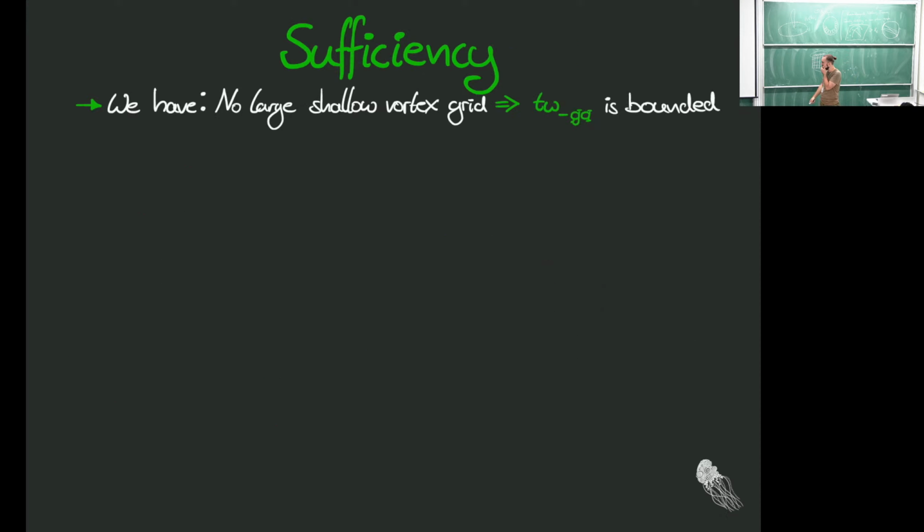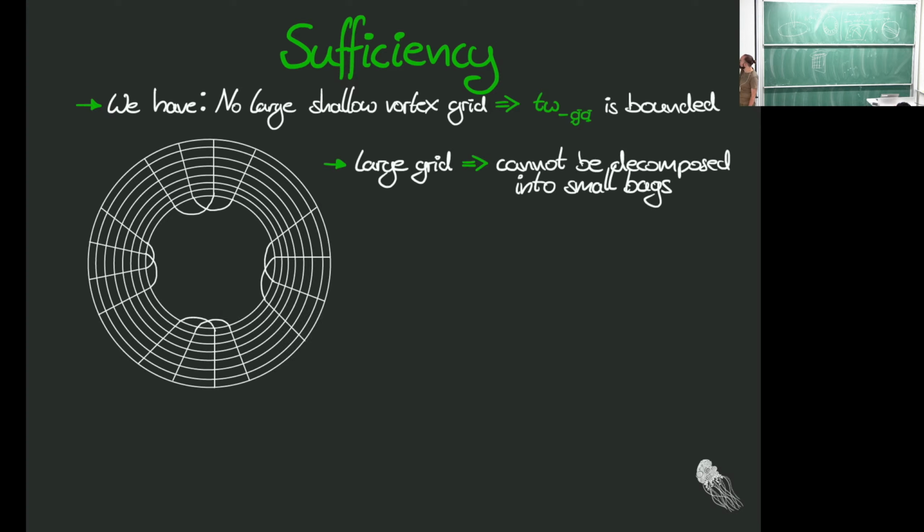Yes. I said that the parameter tree width plus genus apex is equivalent to forbidding a shallow vortex minor, so I also have to give you a proof that if I have a shallow vortex grid as a minor, my parameter is large. That's the sufficiency part. So by now we know no shallow vortex grid means small tree width plus genus apex. I just use this guy again, but you can construct this guy from this as well by just sacrificing some numbers.